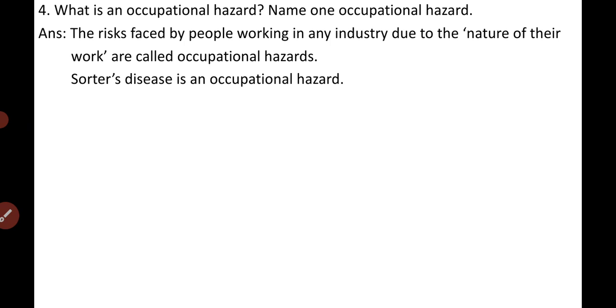What is occupational hazard? Name one occupational hazard. What do you mean by occupational hazard? It is the risk faced by people working in any industry due to the nature of their work. Those risks are known as occupational hazards. Soter's disease is an occupational hazard. Okay, clear?